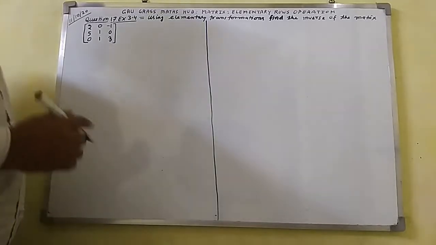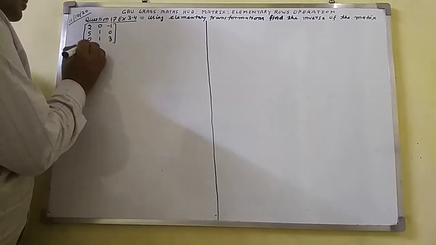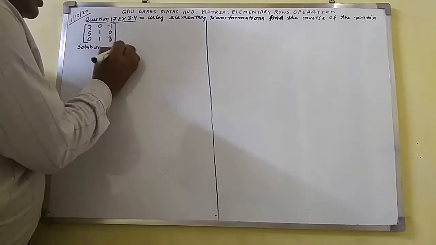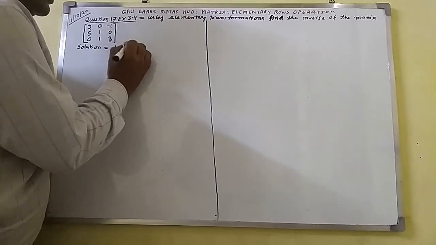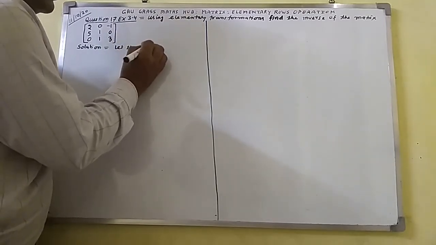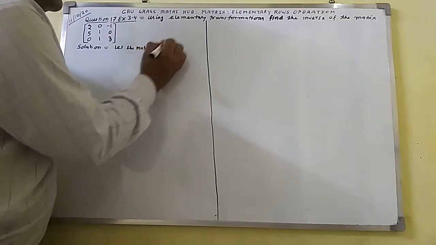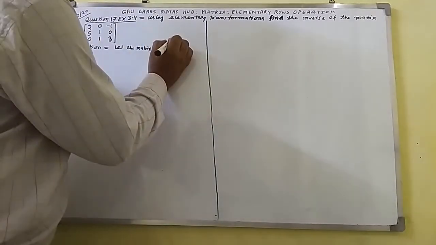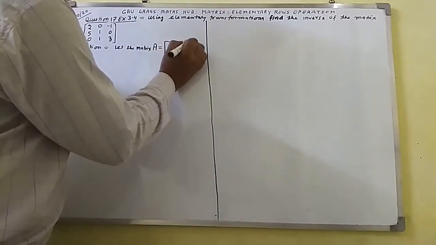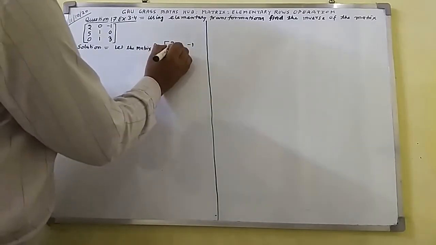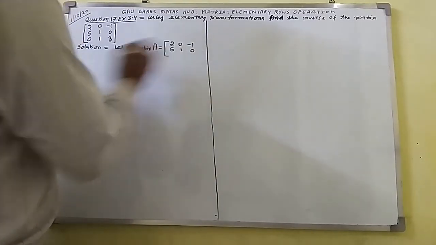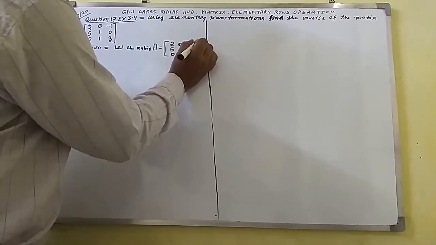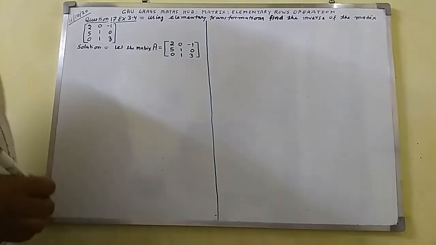So now here I shall write the solution. Let the matrix capital A equal to opening of square bracket, I have written here. The elements of first row 2, 0, minus 1. The elements of second row 5, 1, 0. The elements of third row 0, 1, 3. Closing of square bracket.